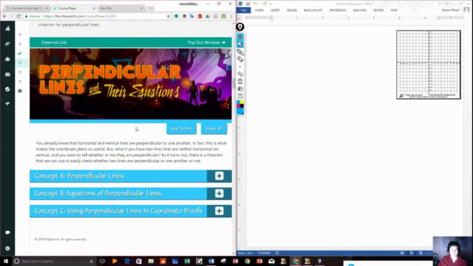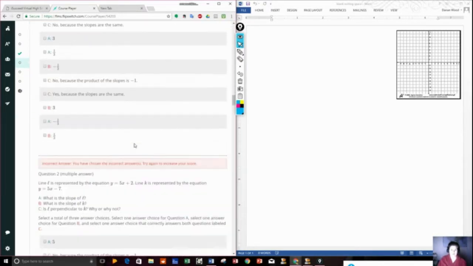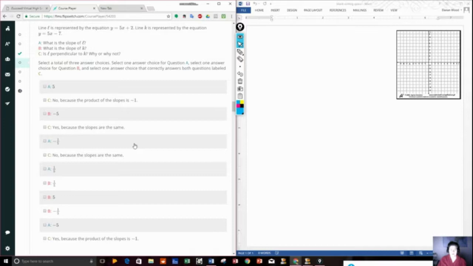Workbook 10, perpendicular lines and their equations. We're going to jump straight to question 2. Line L is represented by the equation y equals 5x plus 2. Line K is represented by the equation y equals 5x minus 7.